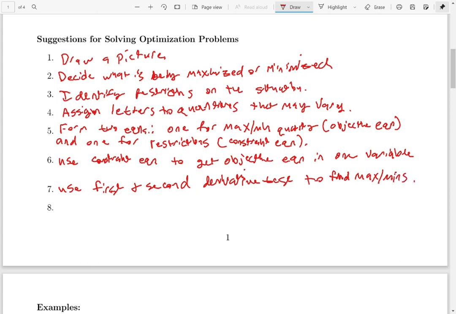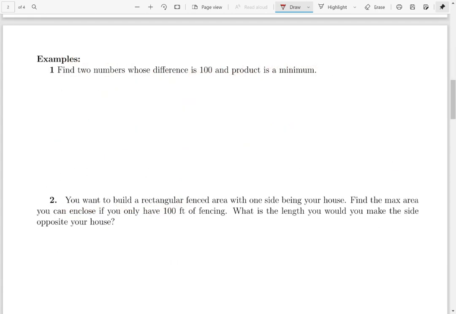Then, once you've found maxes or mins, be certain that you answer the question being asked. Because just because we found some value for a maximum or minimum doesn't mean we actually answered the question. And so because we have applications, make sure that you're always paying attention and answer the question that's being asked. So let's just jump into this. So we want to find two numbers whose difference is 100 and the product is a minimum.